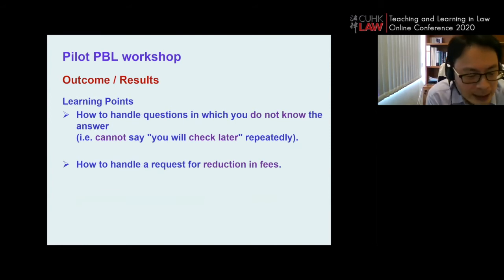So the classic answer to our students is say you will check later, never pretend you know. But imagine if your client asks you 5 questions and you didn't know the answer. If you give them that answer 5 times in a row, they'll lose confidence in you very quickly. So you need to prepare how to manage that.